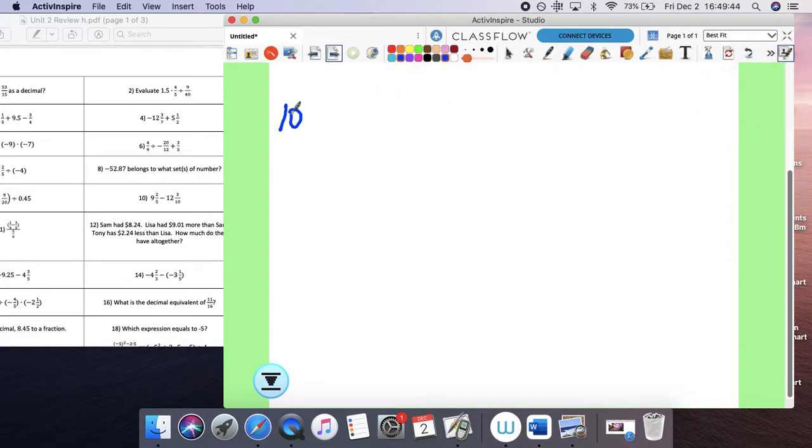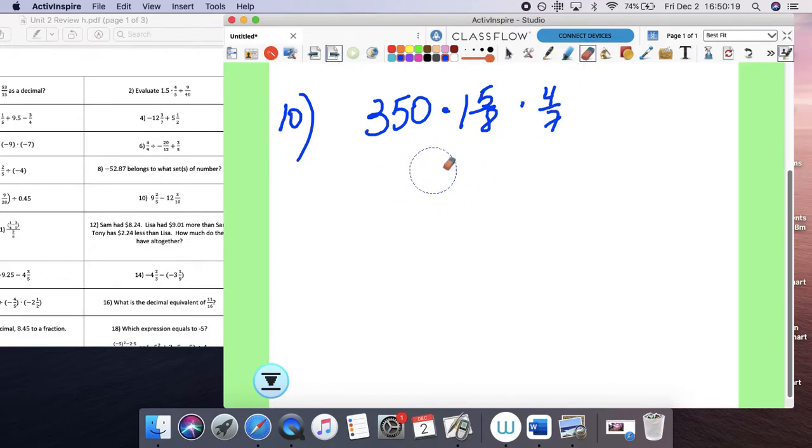Ten, the pumpkin watermelon question. So it's 350 pounds. This year we want it to be 1 5/8 times bigger, so we're going to multiply that by 1 5/8. And then from this amount, we're going to get an amount here. It's going to be greater than 350, around 500 or so, 400 and change. And then from that, we're going to take 4 sevenths, so multiply that. Hopefully we can simplify.